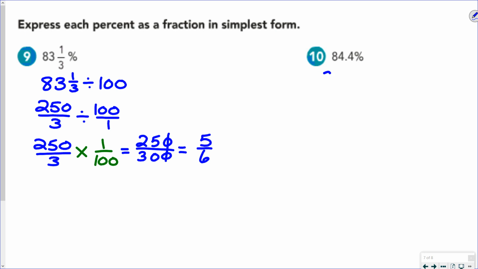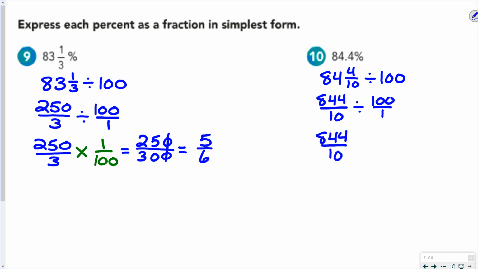84 and 4/10, so we could rewrite that as 84 and 4/10 divided by 100. Should be 844 over 10. Getting ahead of myself there. Divided by 100 over 1. Keep, times, turn. 844 times 1 is 844. 10 times 100 is 1,000.